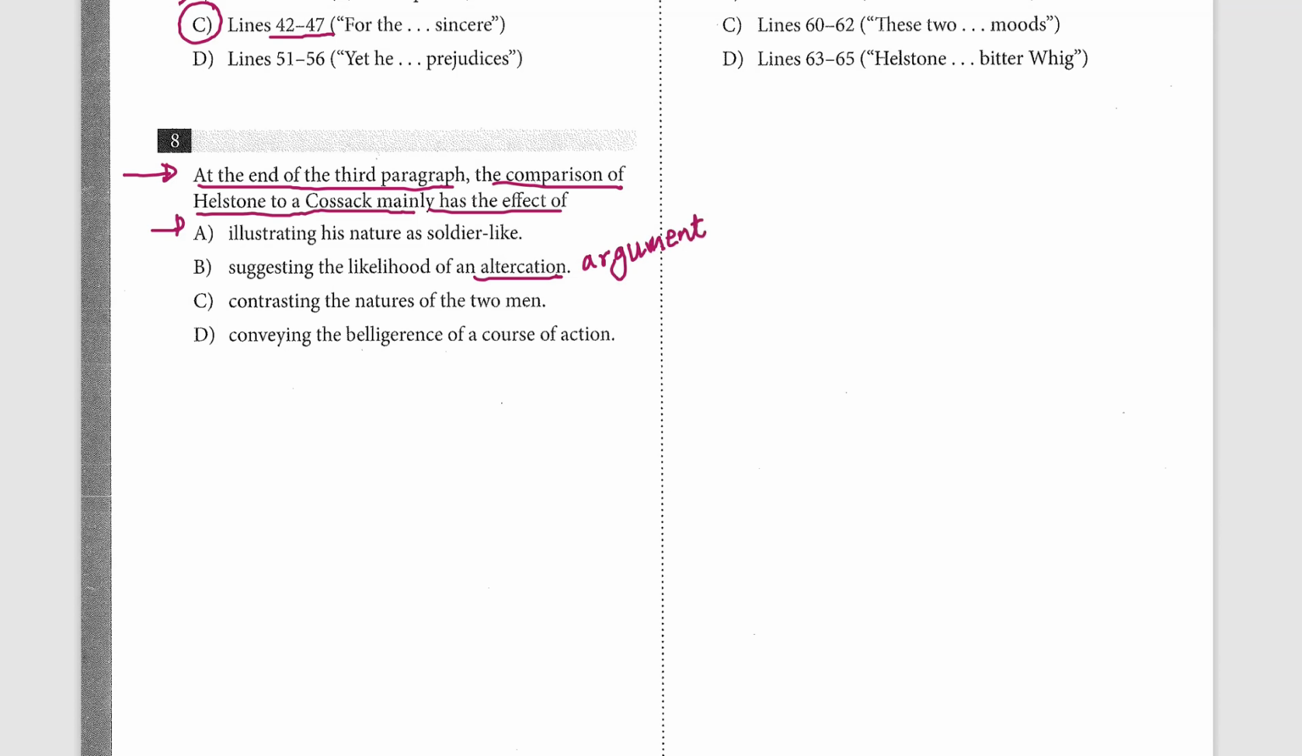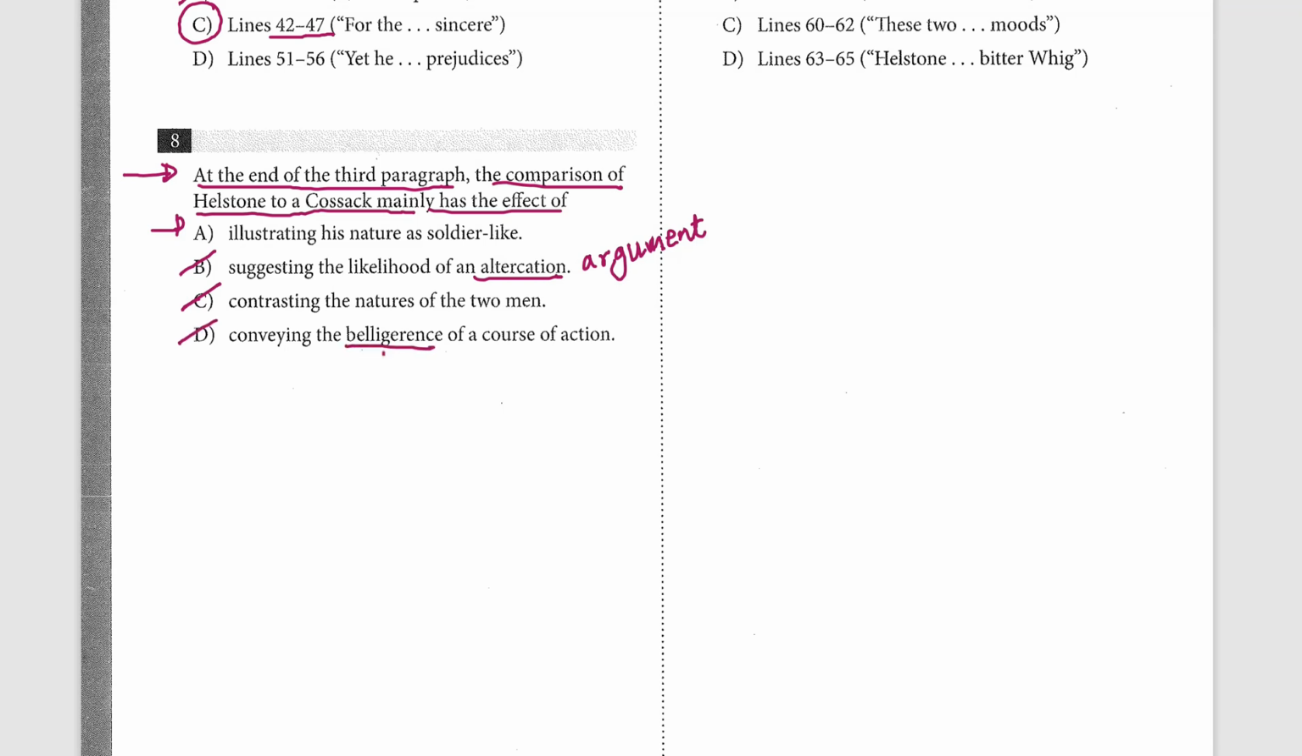كلمة جديدة عندي يا شباب. الفرق ما بين alteration و altercation. Alteration اللي هو تغيير, change. Then altercation means what? Argument. Okay. يبقى cross this out. Contrasting the natures of two men. ما اعتقدش ان كان في mention للother men اللي هو more. Conveying the belligerence of a course of action.